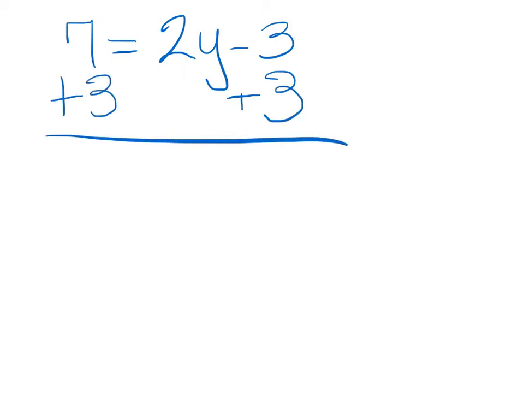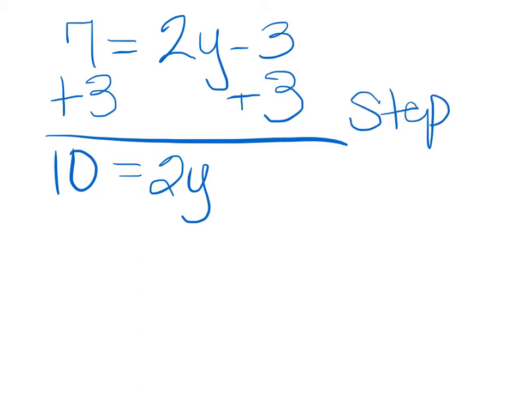And 7 plus 3 is 10. And equals 2y, because negative 3 plus positive 3 is going to give us 0. We don't have to write 0 because 0 is just a placeholder. So this was our step 1. And now we're moving on to our step 2.